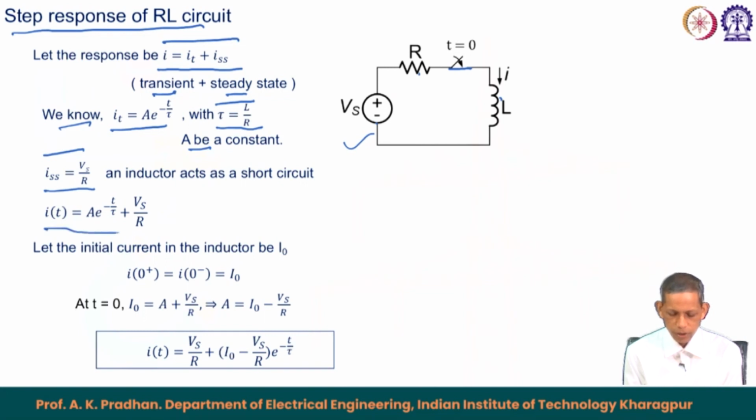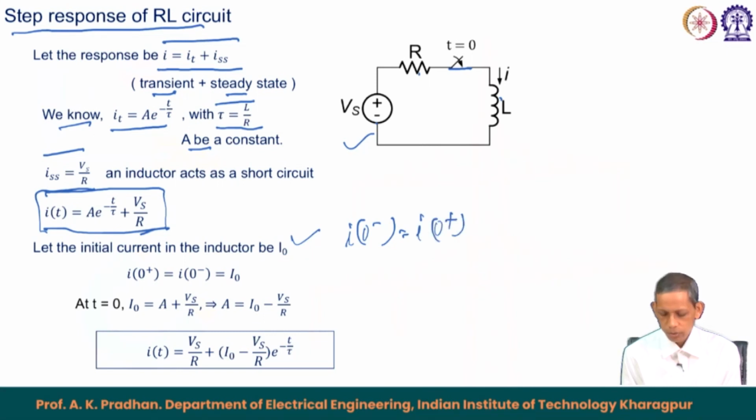So, the general expression for the current in this circuit becomes i(t) equals A e to the minus t by tau plus Vs upon R. Let the initial current of the inductor be I naught, at i(0 minus) equals i(0 plus), because the inductor current cannot change instantaneously; L di by dt cannot be infinity. So, we say that i(0 plus) equals I naught.